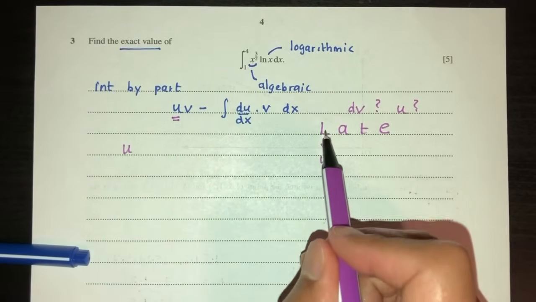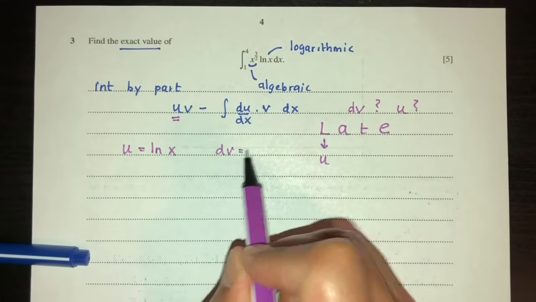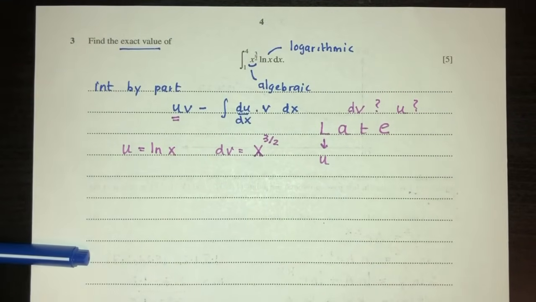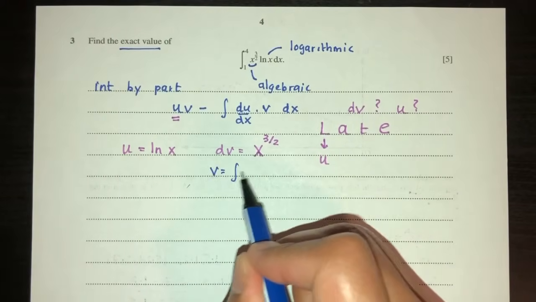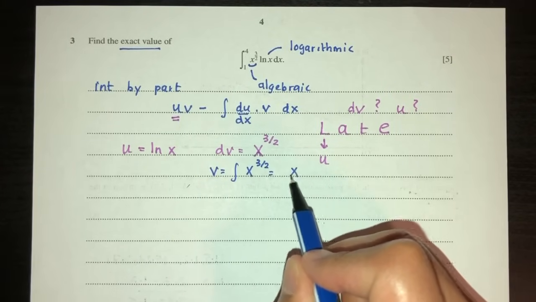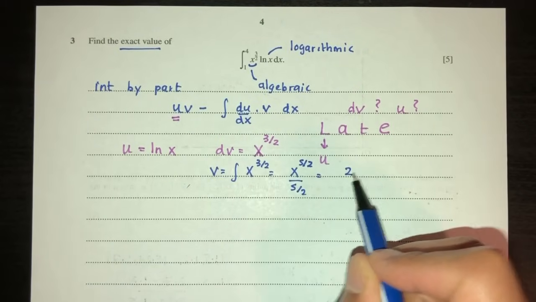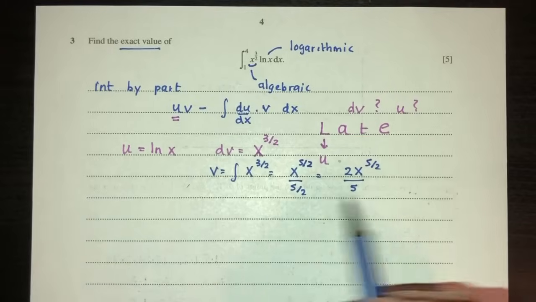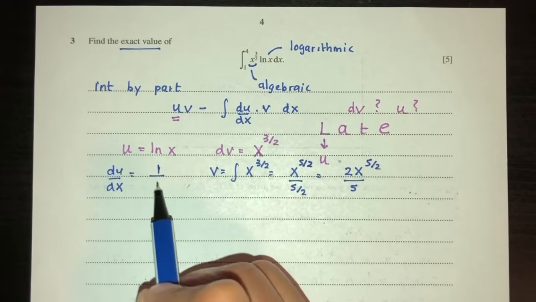So u will be the logarithm, which is equal to ln x, and dv will be equal to the other one, which is x to the power 3 over 2. Okay, so when we know dv, you have to find v, which is the integration of x to the power 3 over 2. That will be plus 1 divided by this value, that will become 2x to the power 5 over 2 divided by 5. This will be v. Now we have to find du by dx, that will be 1 over x.